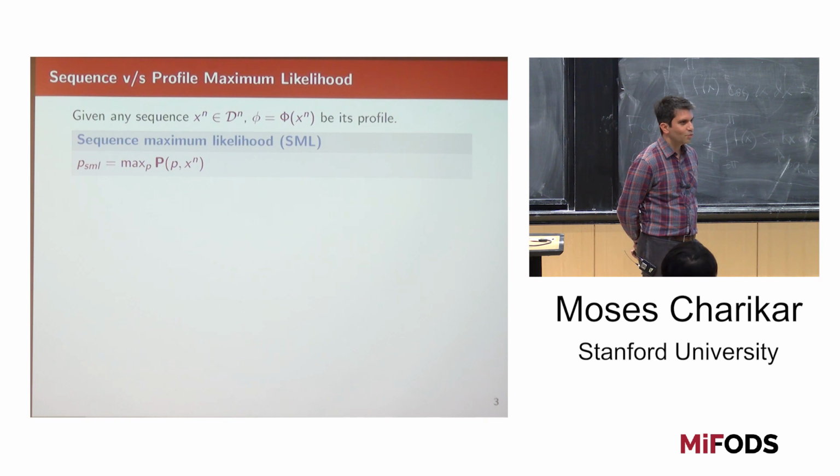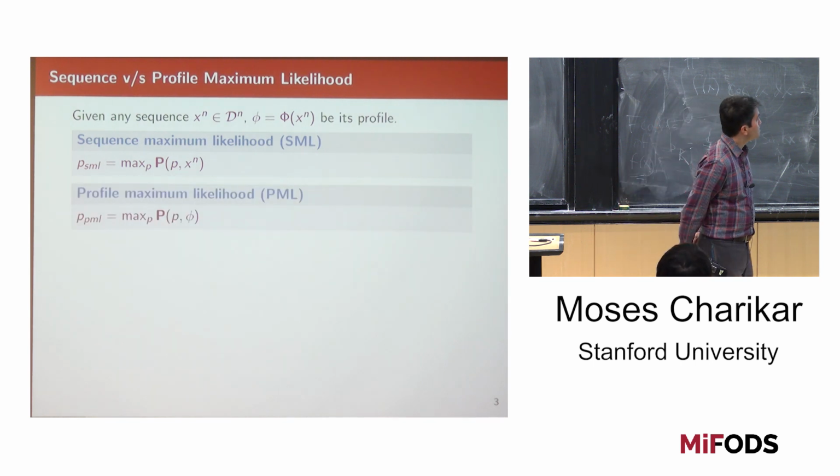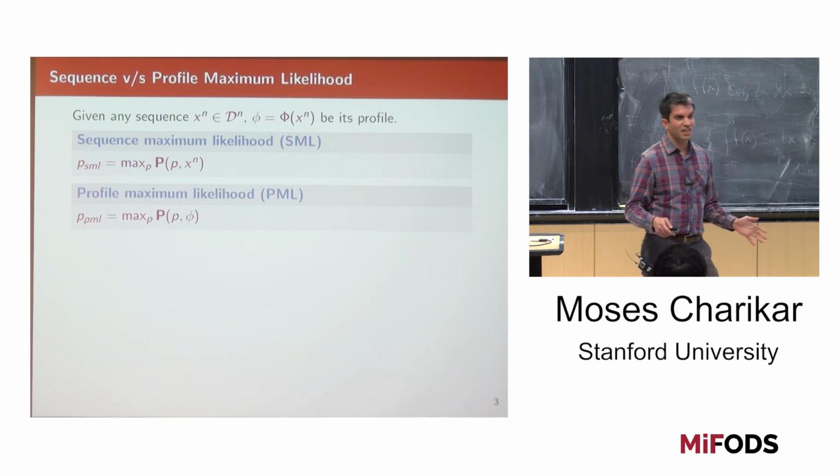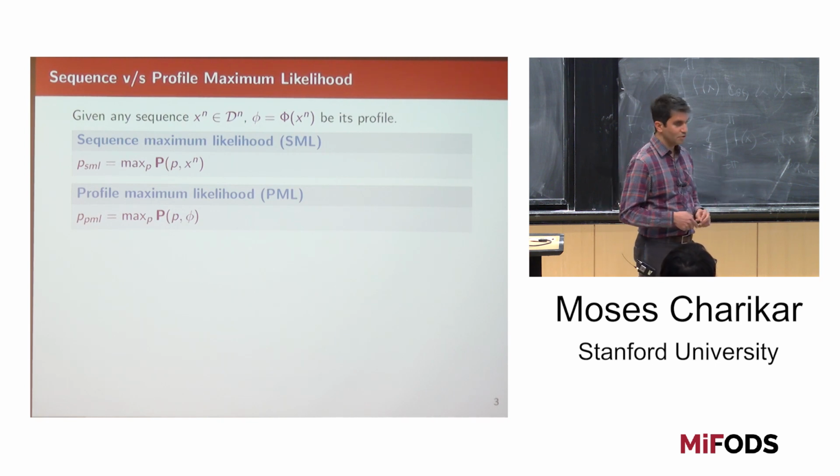I saw 2 A's and 1 B. What's the underlying distribution then? It's just the empirical distribution, right? So the sequence maximum likelihood is very easy. It's just the empirical distribution. If it was 2 A's and 1 B, then the empirical distribution is 2/3, 1/3. That's indeed the maximizing distribution.